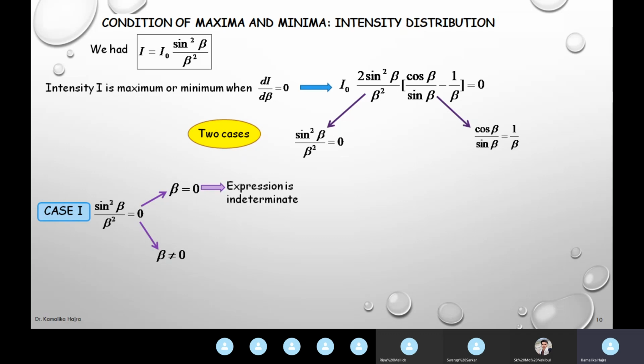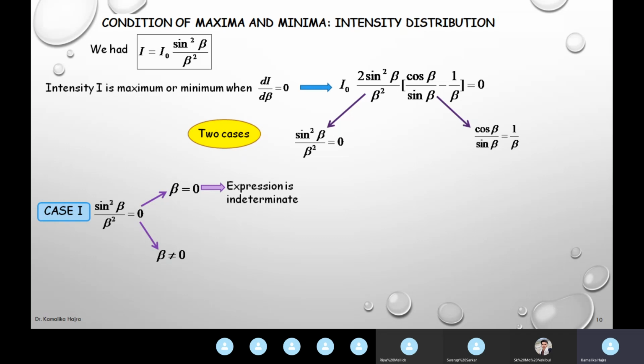You can clearly see that when beta is equal to 0, this expression becomes indeterminate, 0 by 0, right? 0 by 0 is indeterminate. So what do we do with this? But beta equal to 0 is clearly a plausible case. We have to address the case and we have to see what happens.